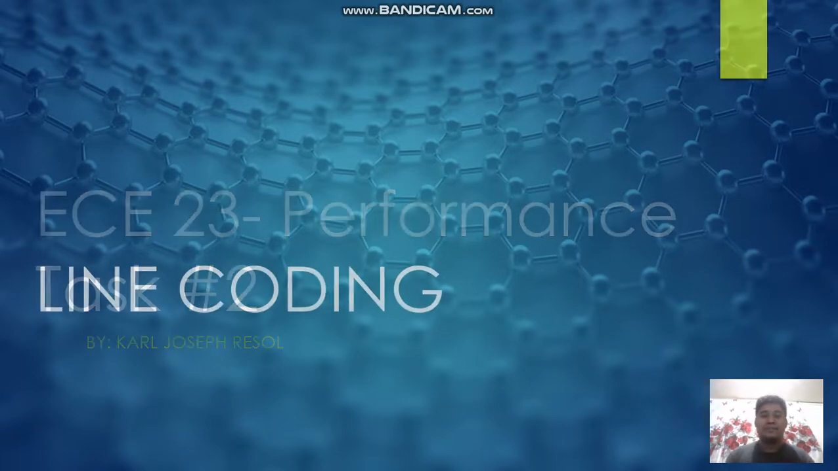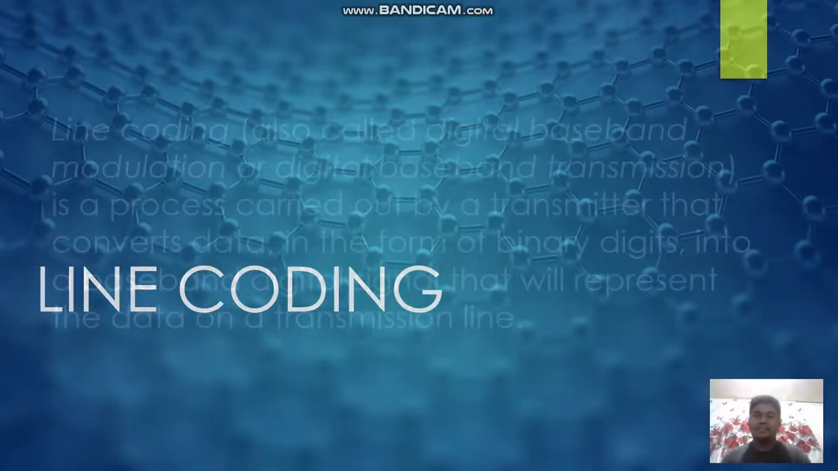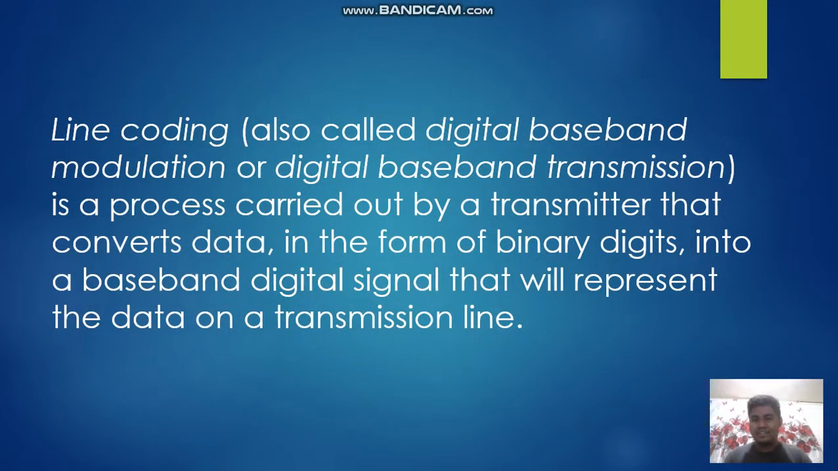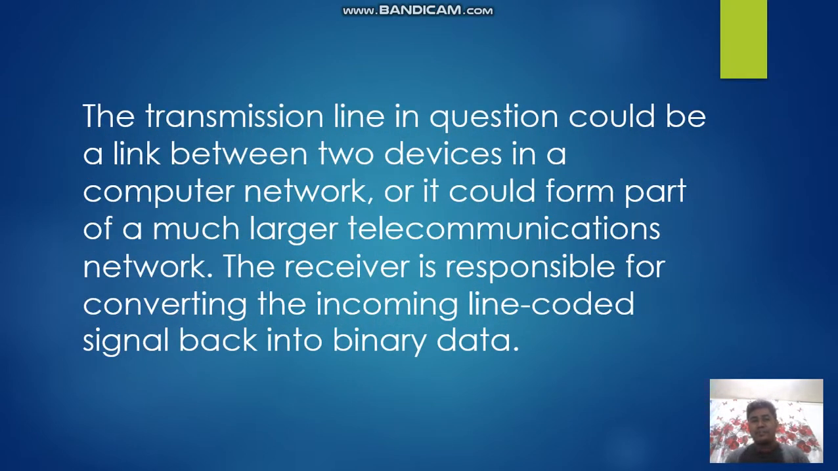So today's topic is about line coding. So what is line coding? Line coding is also called digital baseband modulation or digital baseband transmission. It is a process carried out by a transmitter that converts data in the form of binary digits into a baseband digital signal that will represent the data on a transmission line. The transmission line in question could be a link between two devices in a computer network, or it could form part of a much larger telecommunications network. The receiver is responsible for converting the incoming line coded signal back into binary data.